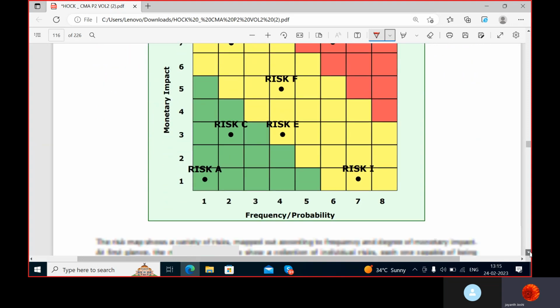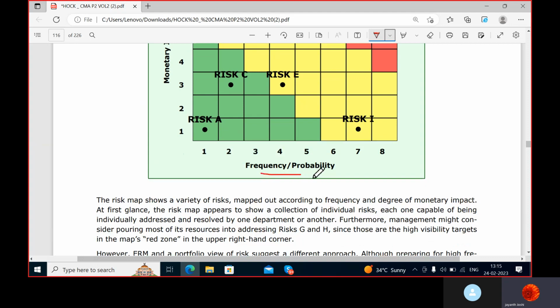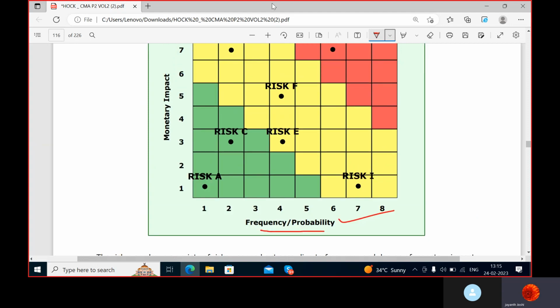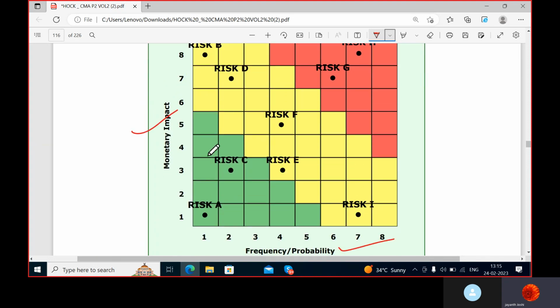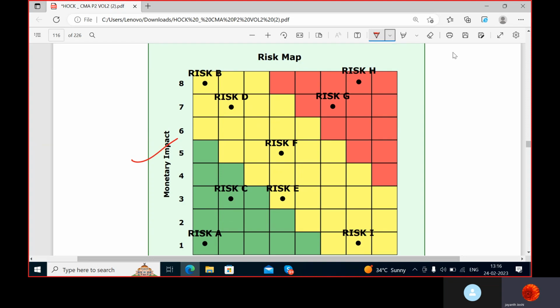So what does this risk map show? There is the probability of some risk occurring on the x-axis. There is the monetary impact on the y-axis. And they have given the range as well. Here the risk may occur very infrequently, and the monetary impact will also be very low. Here the occurrence would be the highest, and the impact would also be the highest.